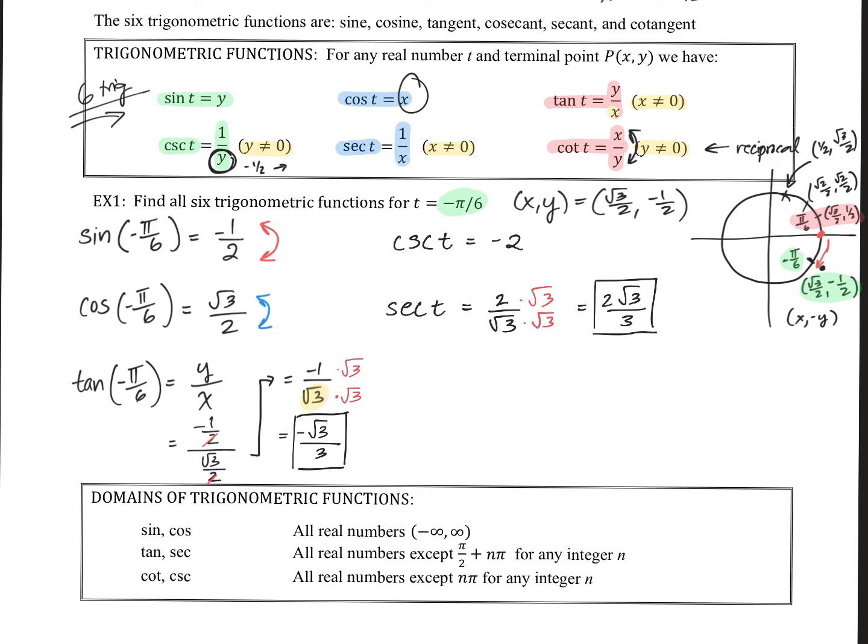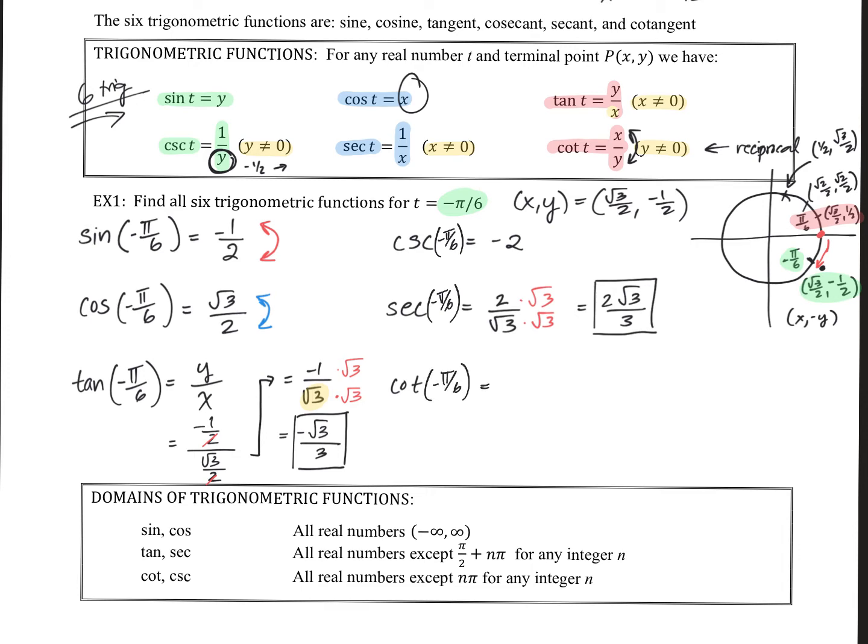Now lastly, cotangent. Ooh, and I noticed I was doing something wrong here. I don't know if you caught it. I should be inputting negative pi over 6, not pi over 6. Let me go ahead and fix that. Okay, so negative pi over 6, negative pi over 6, and then cotangent of negative pi over 6.